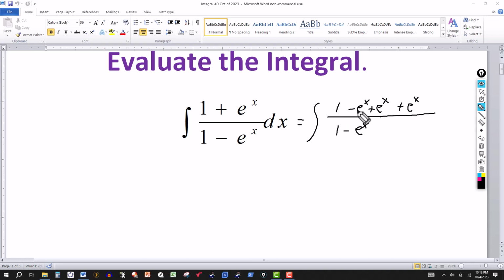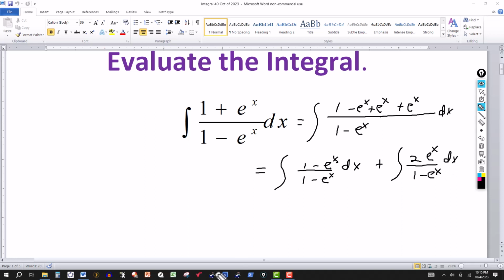Got a 1 minus e to the x plus e to the x gives me 0. So I'm still left with 1 plus e to the x. So I haven't changed the integral. This is dx over here. Now I separate these into two integrals. So this will be the integral of 1 minus e to the x over 1 minus e to the x dx, plus, what do I have left up here? I have an e to the x and an e to the x, so this will be the integral of 2 e to the x over 1 minus e to the x.